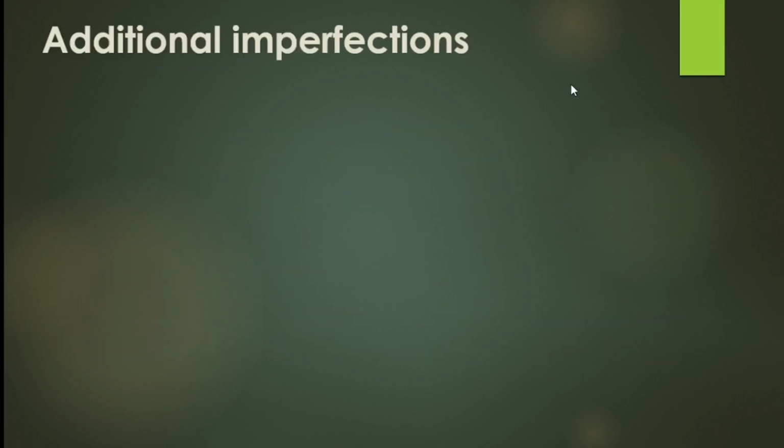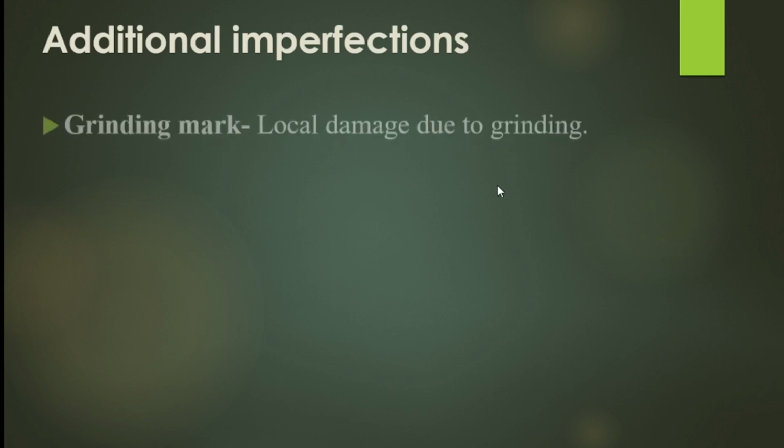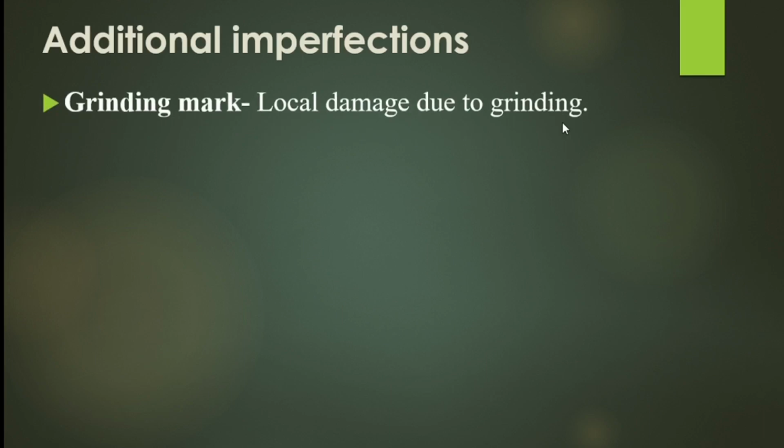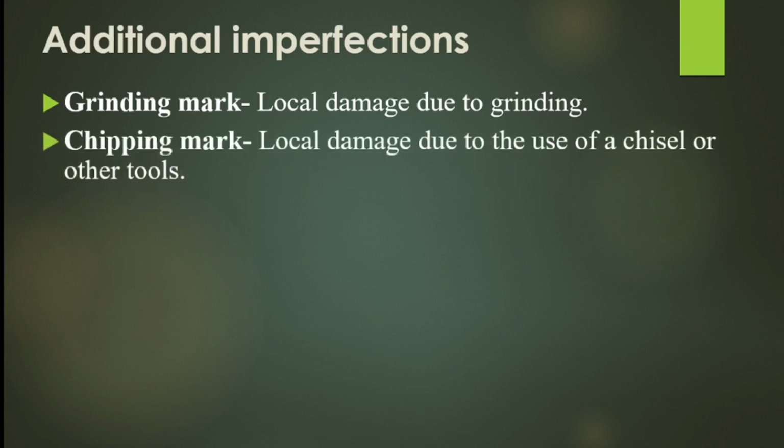Then additional imperfections. I will try to close this very short. So we see grinding mark. Grinding mark is the local damage due to grinding. Sometimes when we are grinding, we cut more than needed, and that is the local damage due to grinding. Then chipping mark. Chipping mark is the local damage due to the use of chisel or other tools. So there the chisel mark happens.